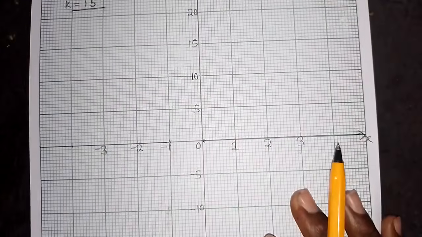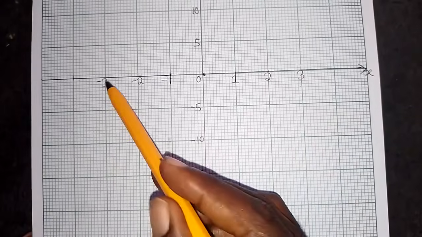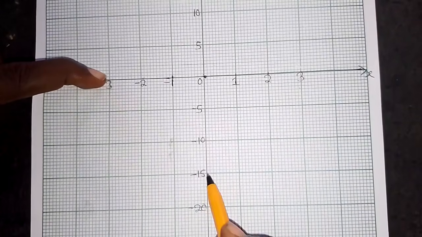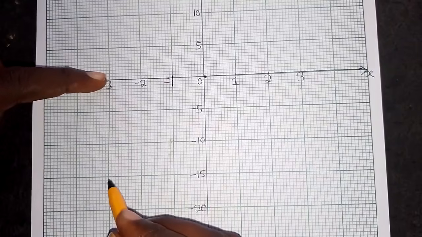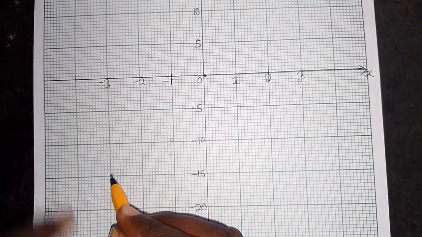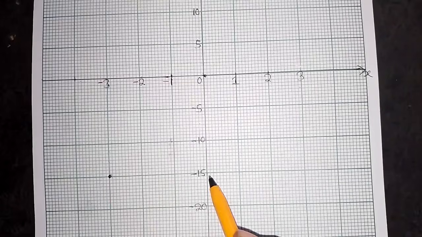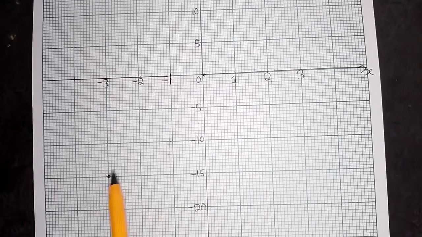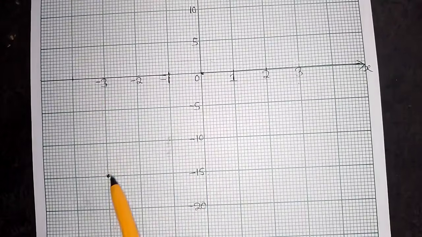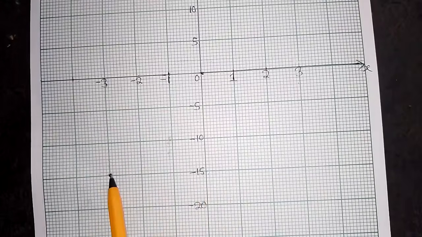So, have you seen? Negative 3 is here. Negative 15 is where? There. So where these two are meeting, it is here. Have you seen? There. So there you check, we've got negative 3. Here we've got negative 15. So a coordinate is here. In the x-axis, we've got negative 3. In the y-axis, negative 15. So a coordinate is where? There.